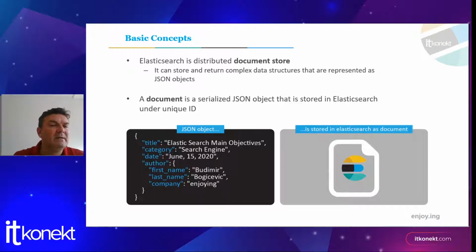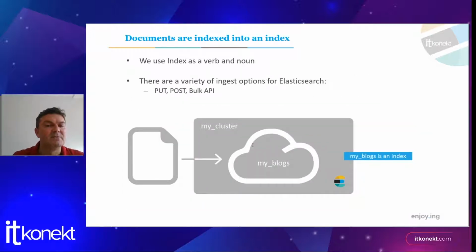On the other side, an index is the largest unit of data in Elasticsearch. It consists of one or more documents and can be compared to a database in relational database terminology. In Elasticsearch, we use index as a verb and a noun. A document is indexed into an index.